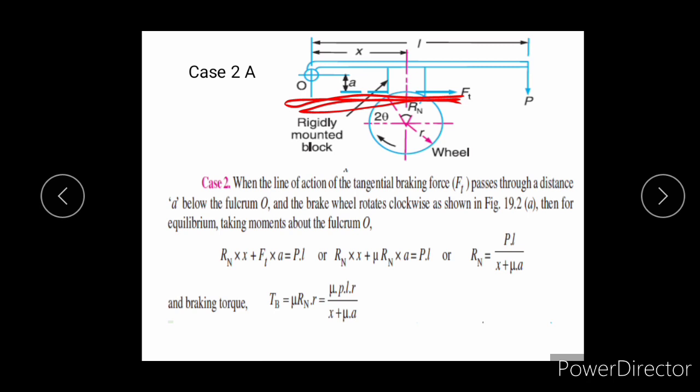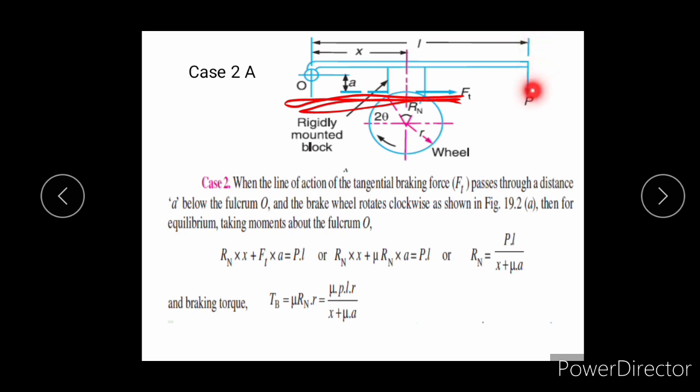Okay, so the distances are same as in the previous cases. So let us take a moment about point O, means about fulcrum. So P into L. L is the distance of the line of action of P from the fulcrum. So P into L, this will be in clockwise direction, since you have to take moment towards the direction of the force which includes the point about which you are going to take the moments.